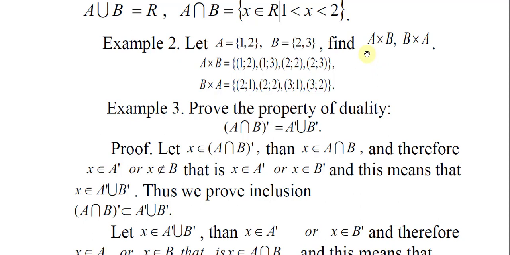The Cartesian product to A is now (2,1), (2,2). Firstly, the first element of B and first element of A, it is (2,1). Then the first element of B and second element of A, it is (2,2). Then the second element of B and first element of A, it is (3,1). And then the second element of B and second element of A, it is (3,2).